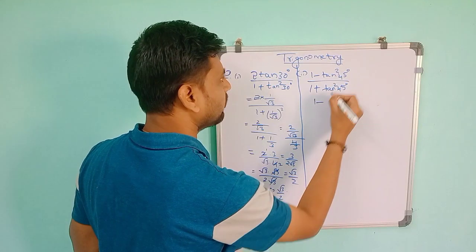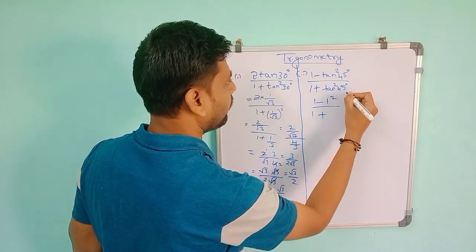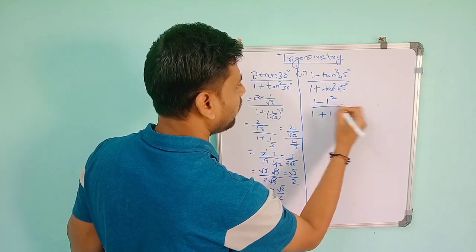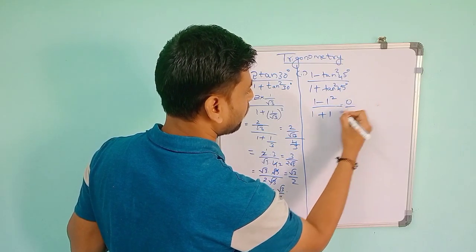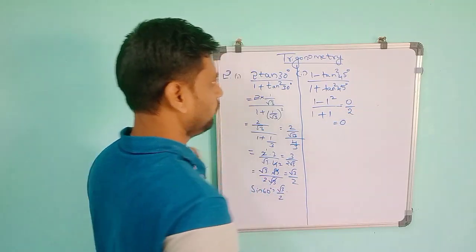So 1 minus tan 45 is 1, 1 square is 1, divided by 1 plus tan 45 is 1. 1 square is 1. So it will be 1 minus 1 square is 0, divided by 1 plus 1 is 2. Answer will be 0. So answer will be 0.